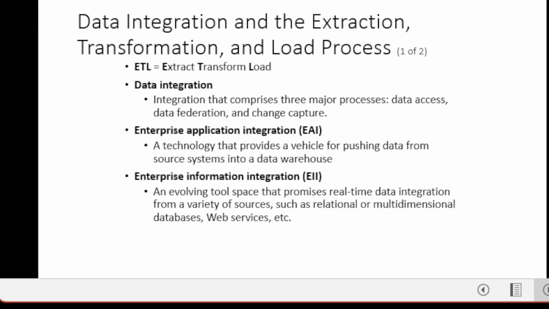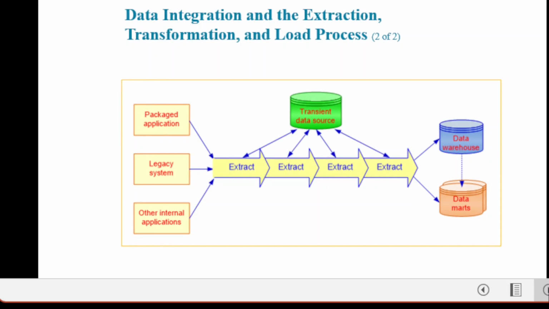Enterprise application integration is the technology that provides vehicles so that you can push data from the source system into a data warehouse. And then enterprise information integration is the current tool space that promises real-time data integration from a variety of sources, like relational databases, multi-dimensional databases, and web services. So you integrate everything so that it can be integrated into your data warehouse. So we have data integration and the extraction, transforming, and load process.